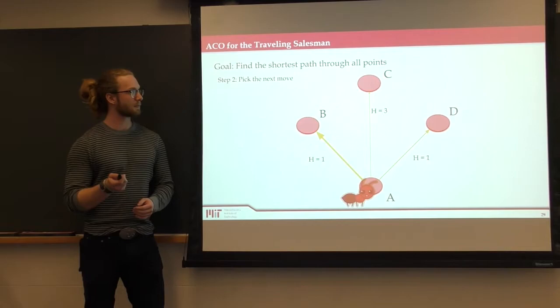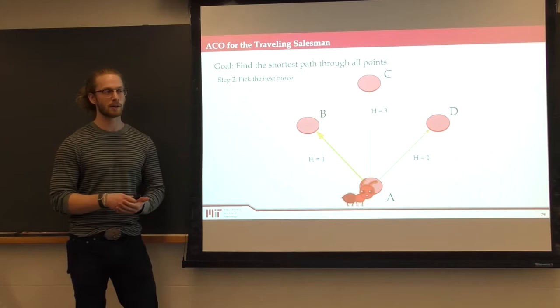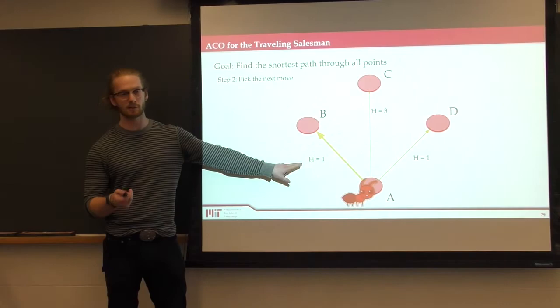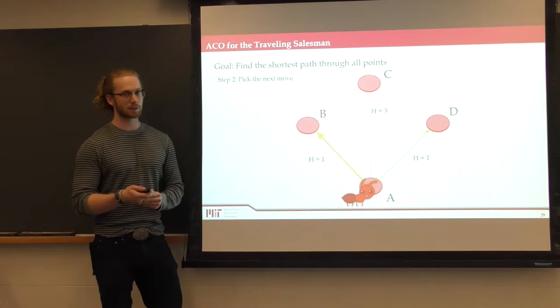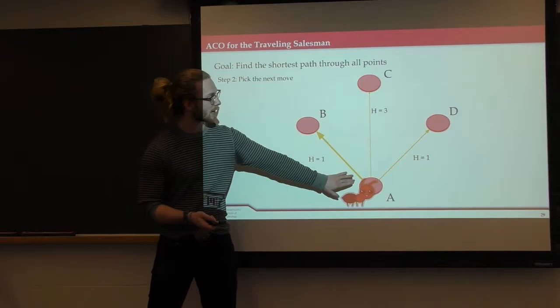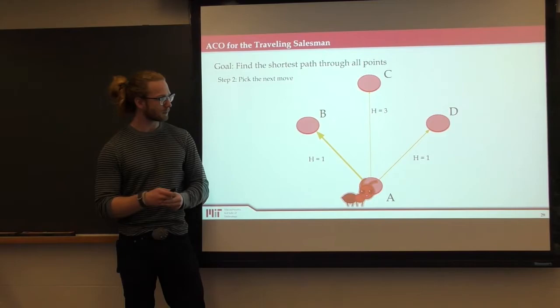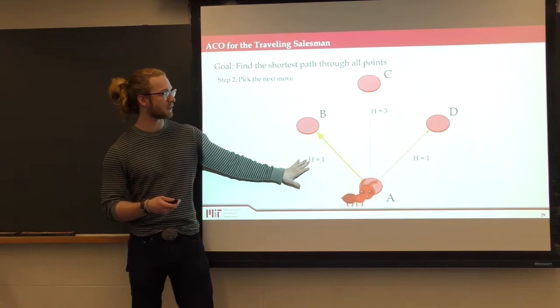His first goal is to pick the next location to go to, and he has two considerations. The first is this heuristic value here. We're trying to minimize distance, so we'll say this heuristic is related to the distance between two points. He's inclined to pick paths that have low heuristic values. The second consideration is the pheromone trail, which is represented by the thickness of these arrows. This edge from A to C has the least pheromone, and this edge from A to B has the most pheromone. So he'll look at his options based on the heuristic values and the pheromone values, assign probabilities to each choice, and pick his next choice probabilistically.